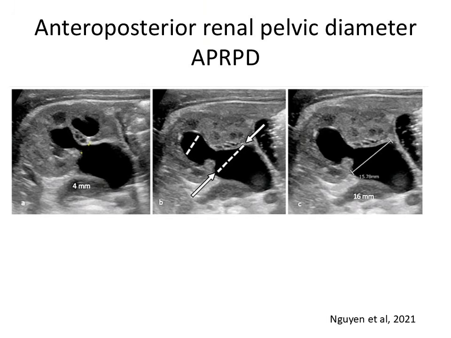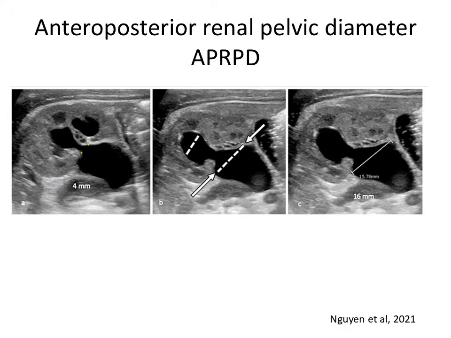Measuring anteroposterior renal pelvic diameter, APRPD, in transverse US images of the right kidney in a 22-day-old girl, demonstrating severe peripheral calyceal ballooning dilation with thinning of the renal cortex. A, APRPD is measured incorrectly at a narrow intrarenal diameter, 4 mm.